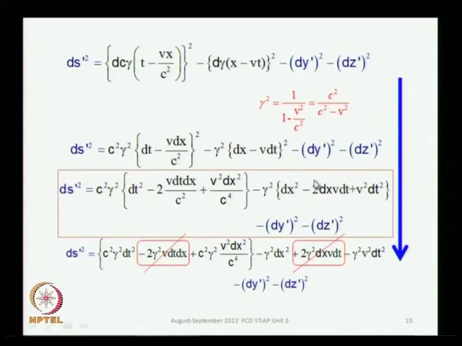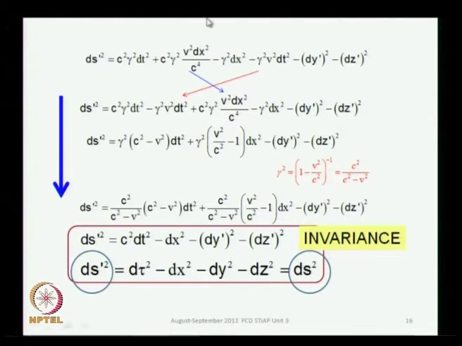This is something that you will do very easily, and if you just do this substitution and simplify the terms, your conclusion will be that ds prime square is exactly equal to ds square, which is how you demonstrate that this is an invariant quantity under Lorentz transformations. Okay, fine. So, this is our invariant quantity.